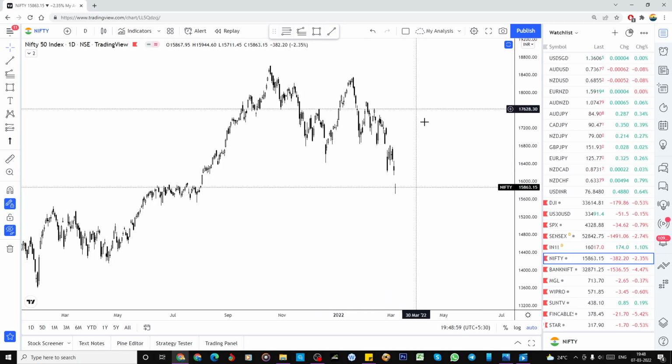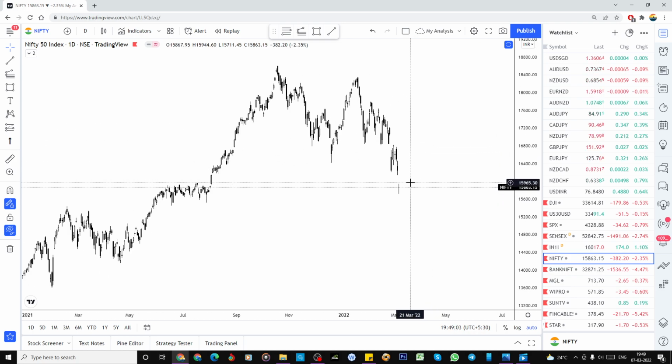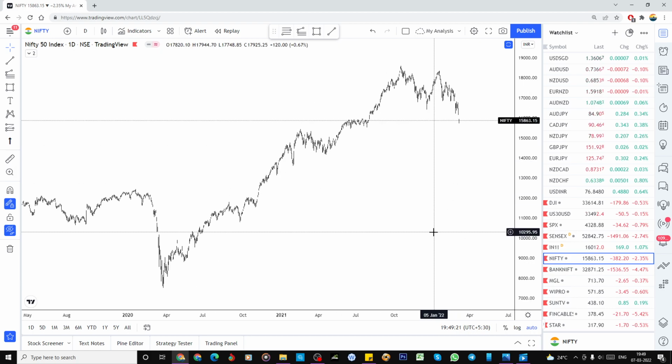So let's wait for this, and this is my whole week. I may or may not update my pre-market again. So you can take this as a whole week analysis to reach my target of 17,200 to 17,600.